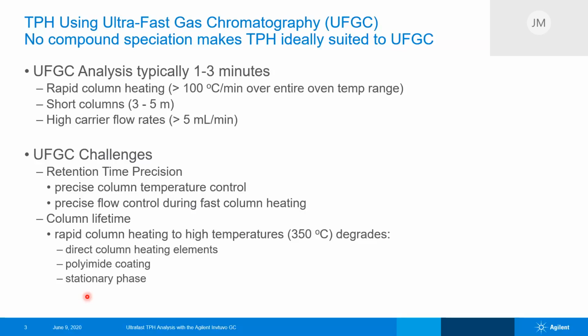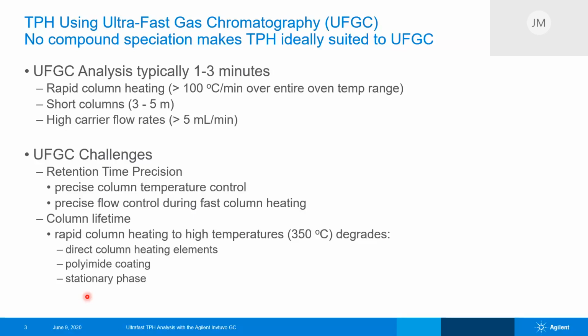Another challenge for ultrafast GC, particularly for this method, is column lifetime. Since we're going up to 350 degrees, that rapid heating and that higher temperature that's being applied to the column can cause the column to degrade. There's several different modes of degradation that can happen. First, if you're using columns that have a direct heating element wound with them, one of the examples of this is low thermal mass columns, rapid column heating and then cooling to high temperatures can affect some of the heating elements there and cause failure.